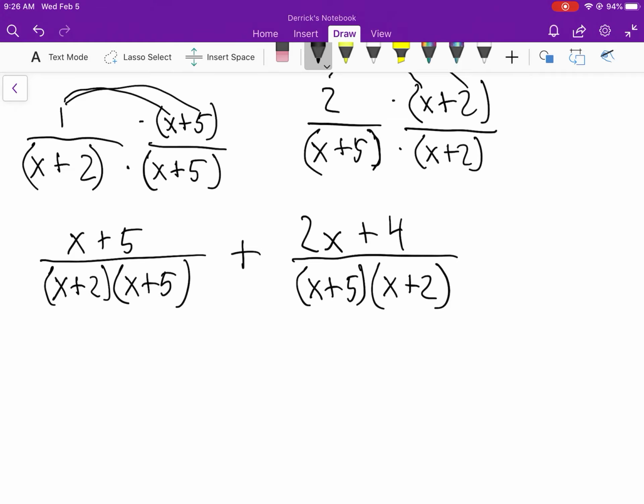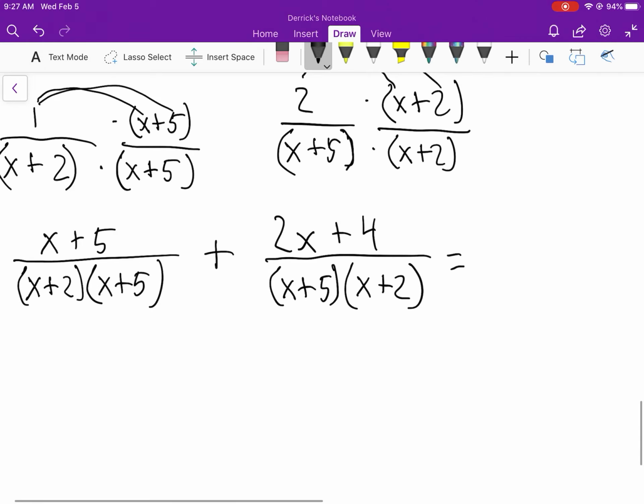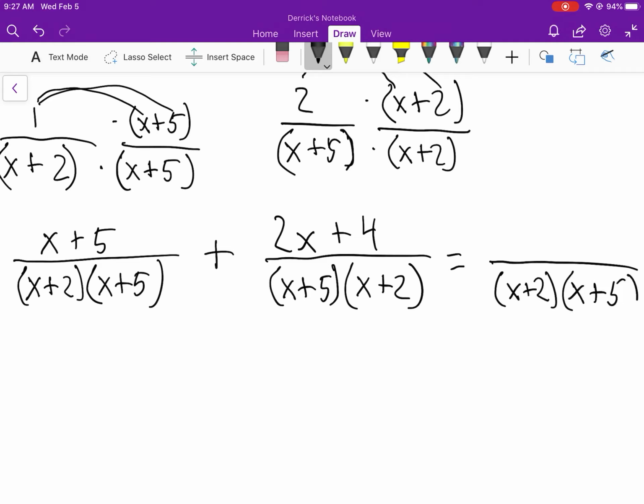So, knowing that they have a common denominator, that means I'm able to actually solve out this problem. So it's up to you which one you want to write for your denominator. I'm going to write it as x plus 2 and then x plus 5, just because. But if you write x plus 5 and x plus 2, still fine. Doesn't matter. Same thing. On top, our numerator, we actually are going to combine these terms.